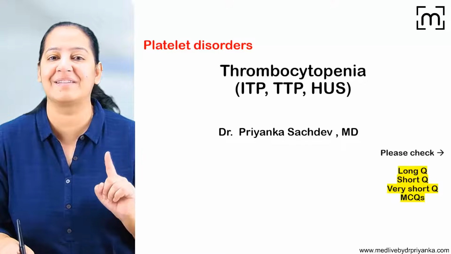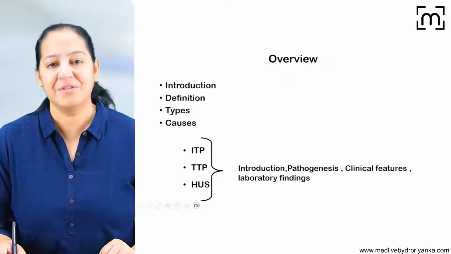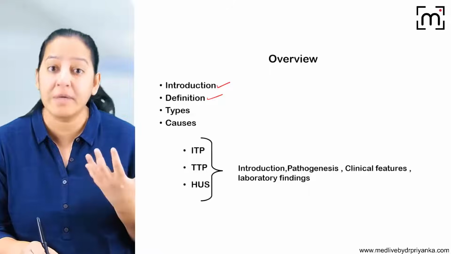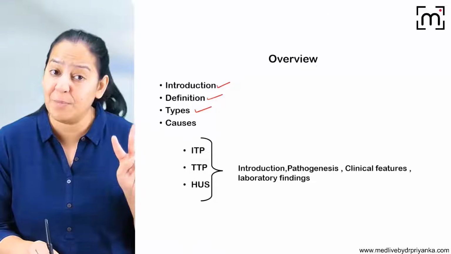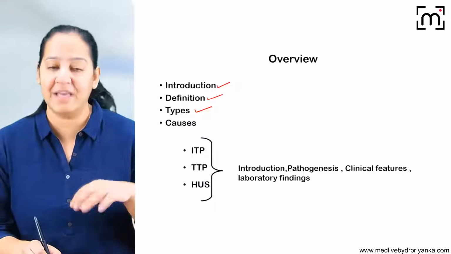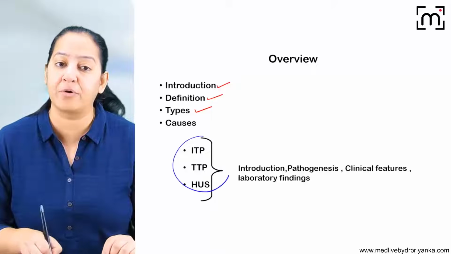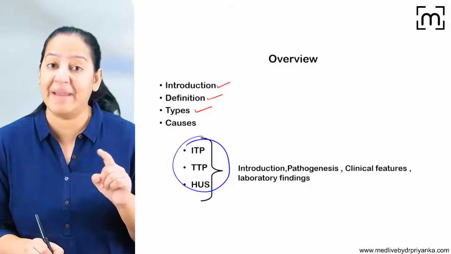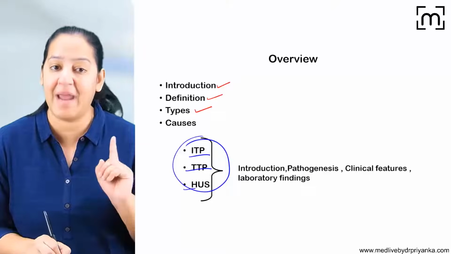Here you can see we are starting it, thrombocytopenia. So first of all, I will let you know the introduction. Then I will let you know the definition of thrombocytopenia. What is thrombocytopenia? Then we will see its two important types. Among the types, there are various causes. The three causes are important, on which separate questions also come in your exam, as I told you. So we'll be discussing them in detail, that is ITP, TTP and HUS.